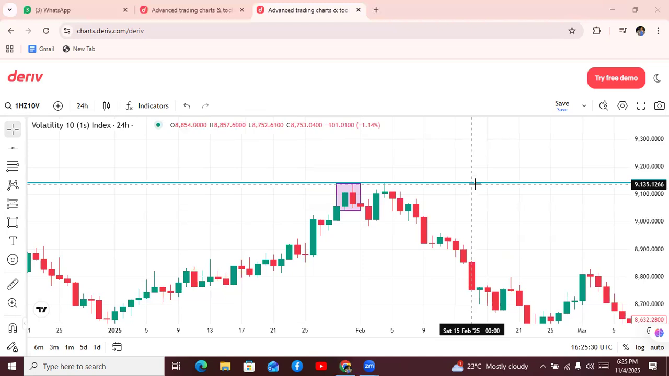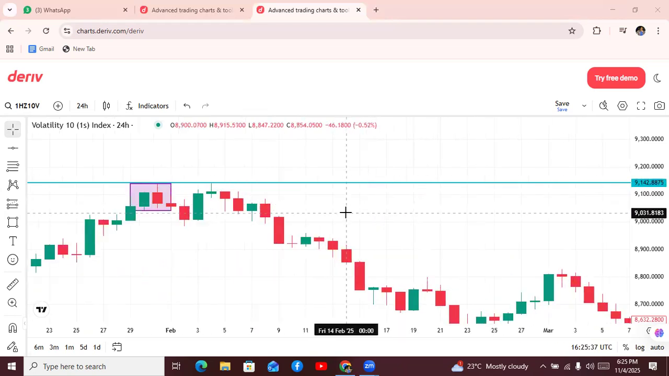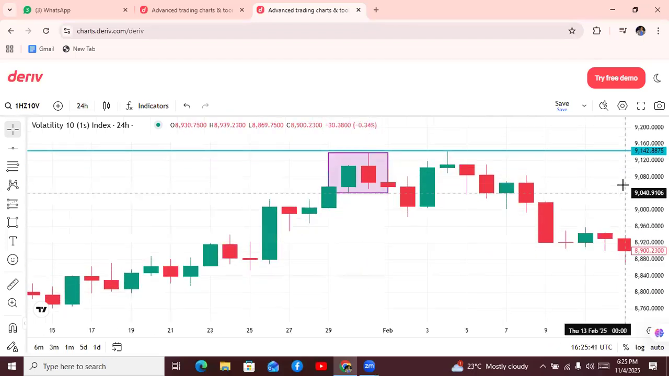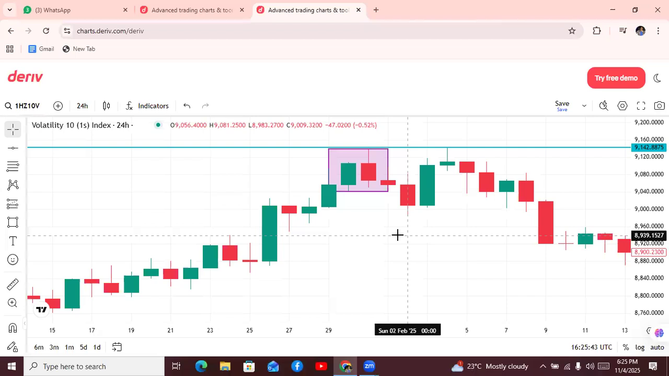The bearish engulfing. Look at it again. Harami. Don't these two candlesticks look almost the same size? Yeah, they look almost the same size. Okay, so what would it be then?